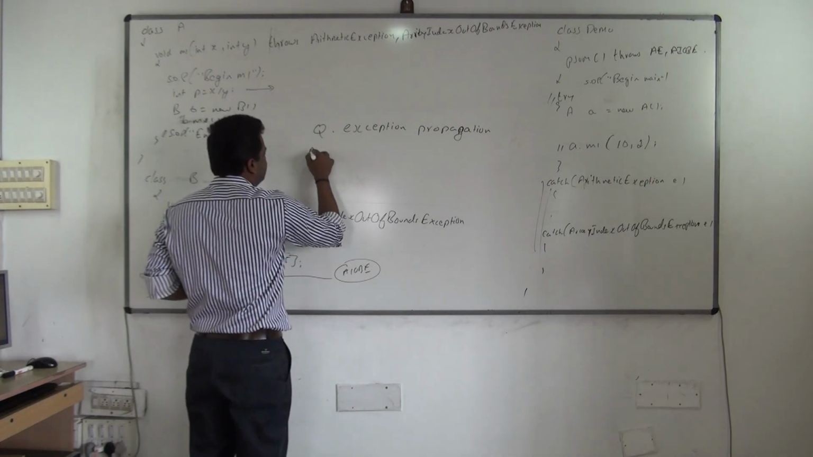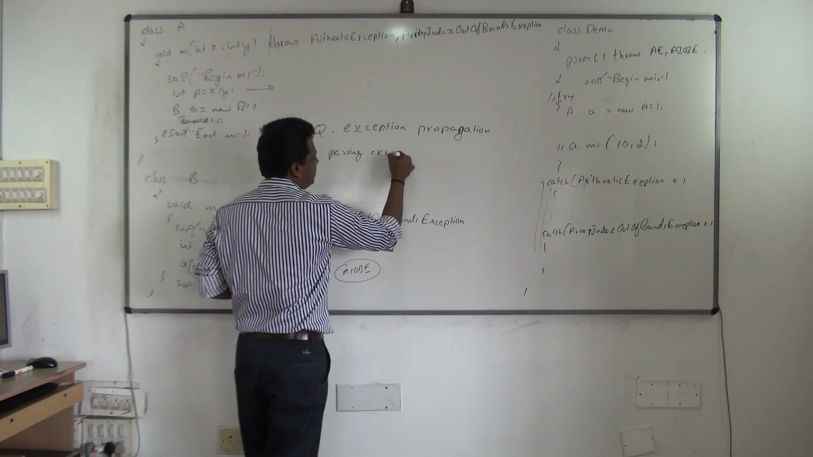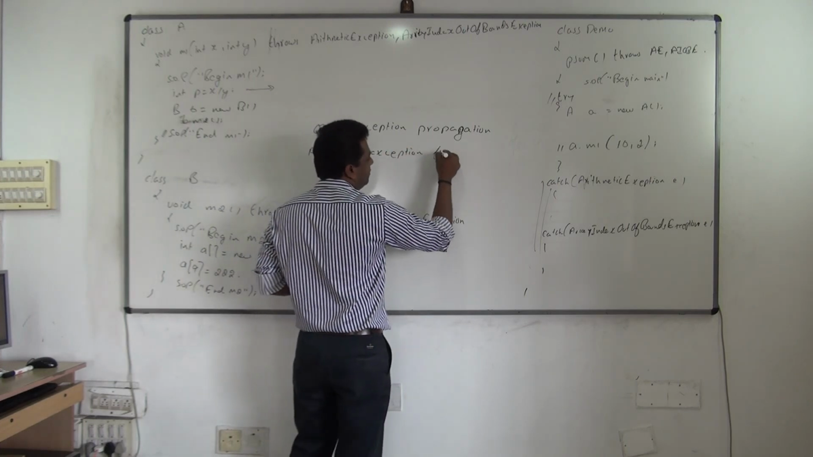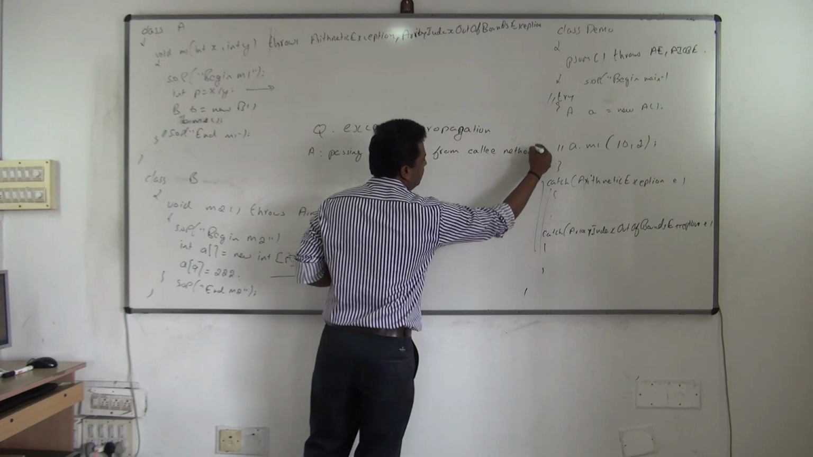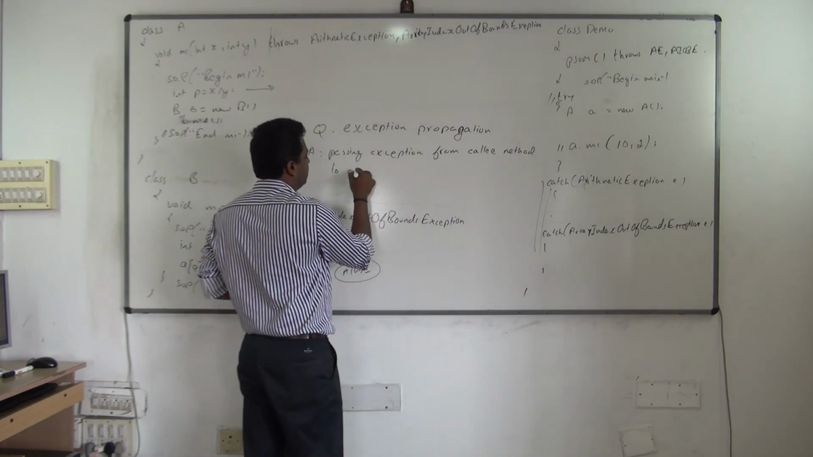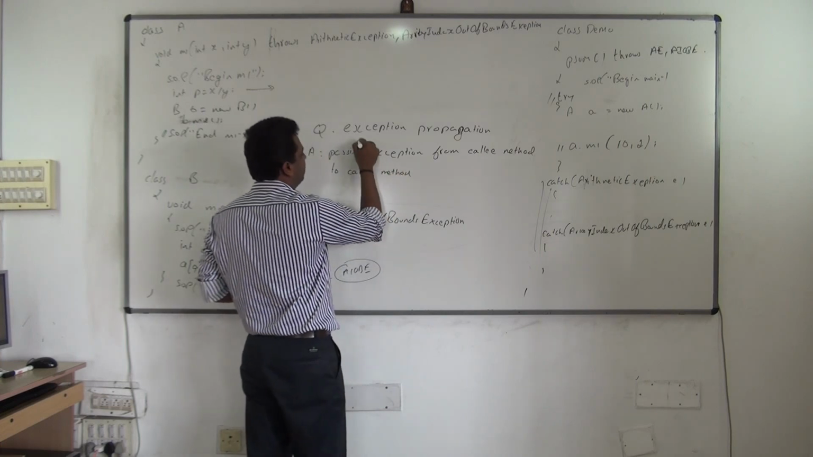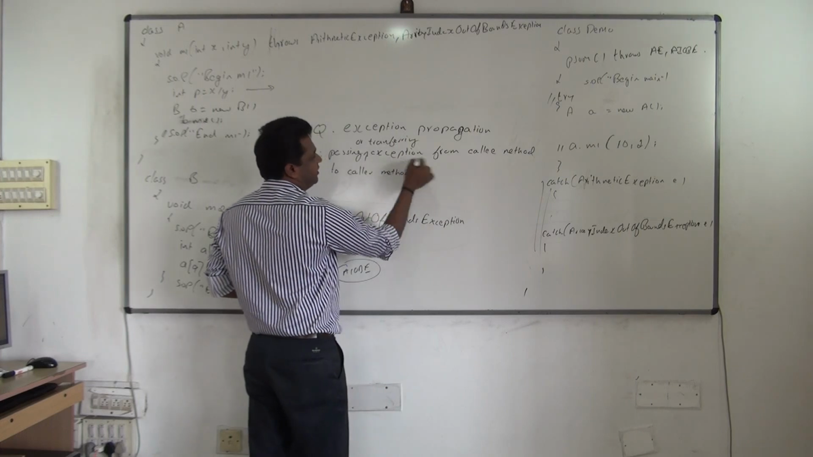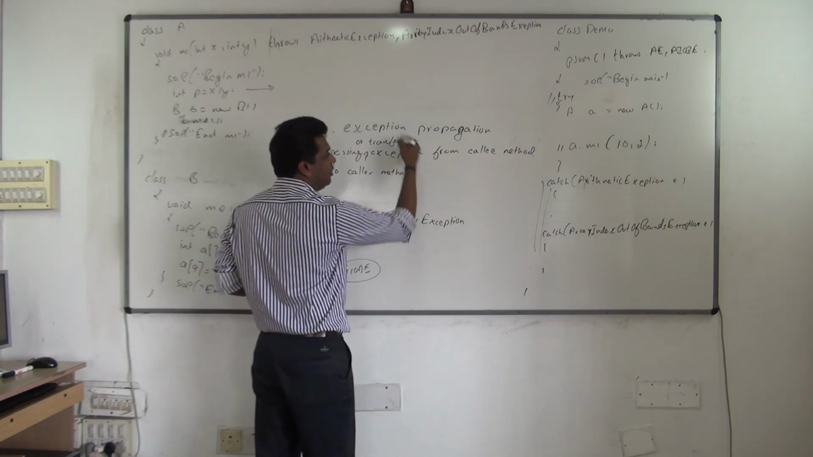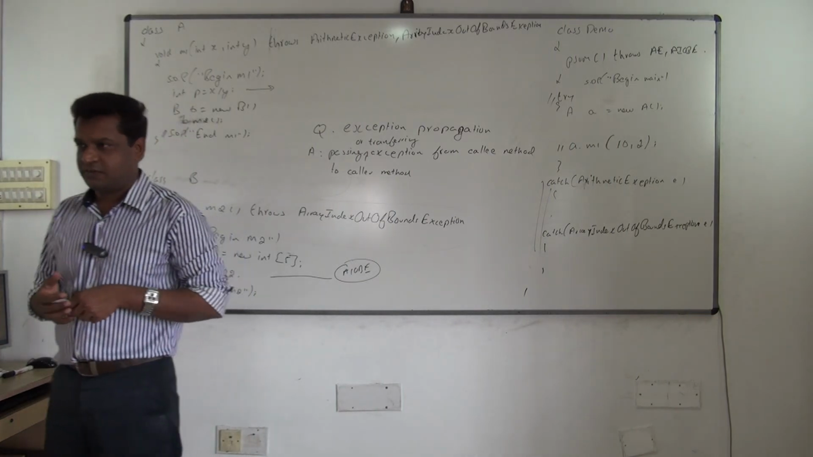The answer is passing exception from callee method to caller method. Passing, or you can write transferring also. Two words we use. Passing or transferring exception from callee method to caller method is called exception propagation. How do you do it? With the help of the throws keyword.